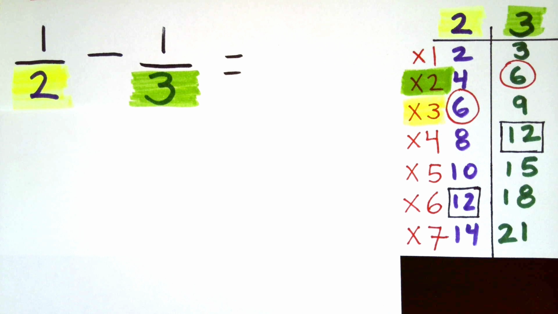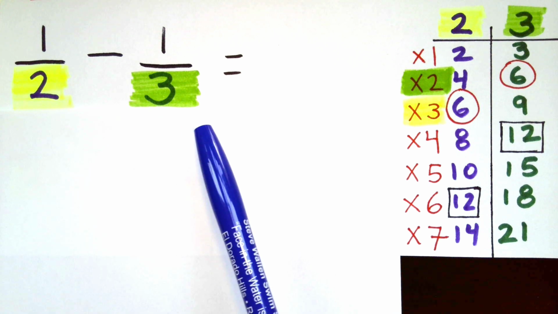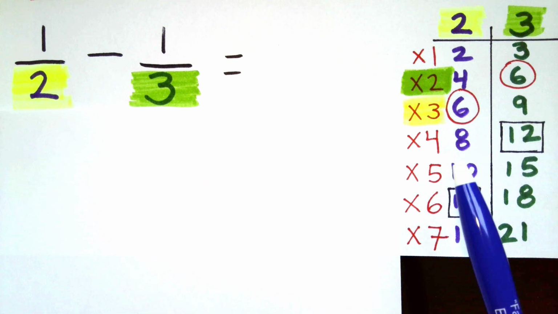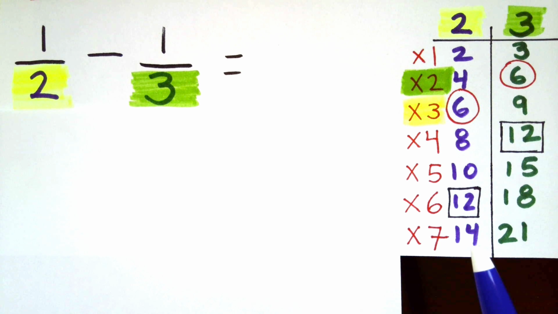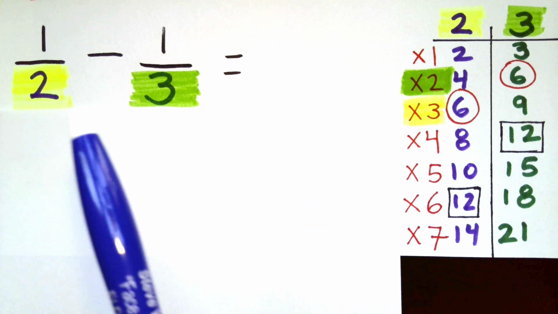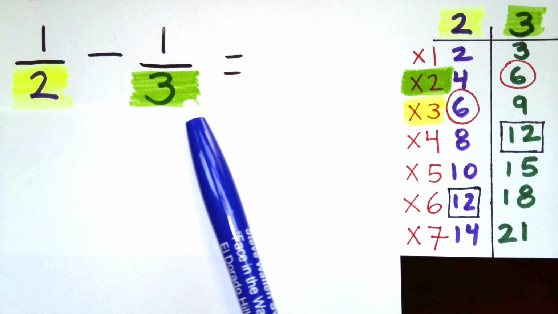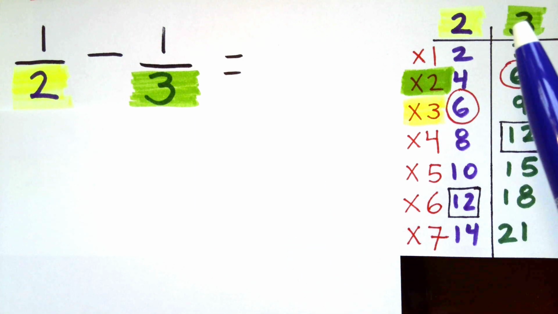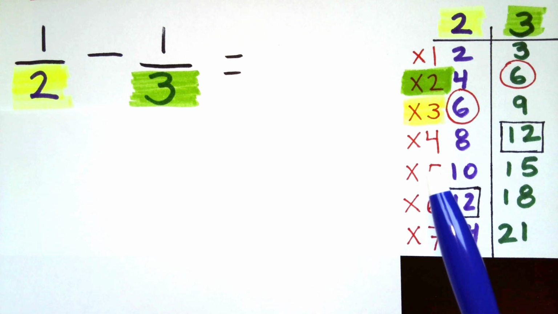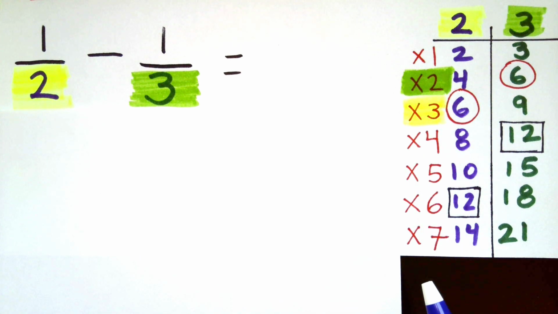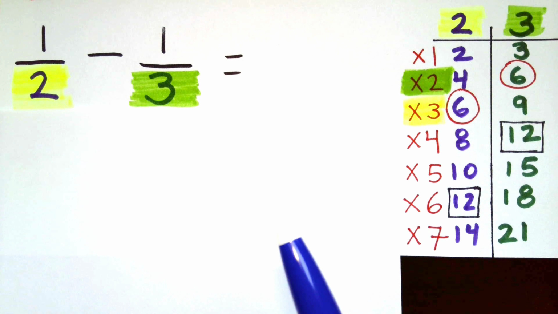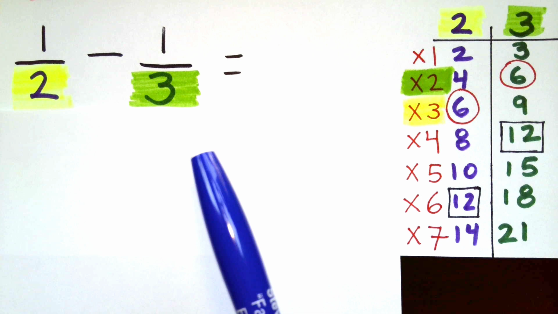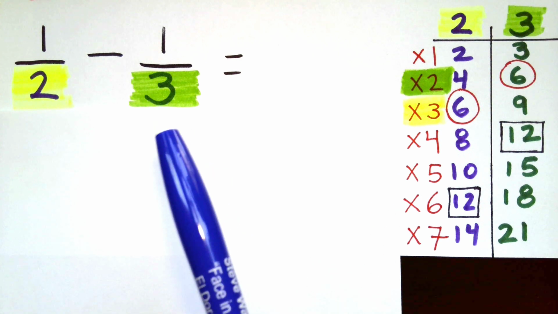In this part 9 video, we're going to continue to subtract fractions that do not have a common denominator using a product t-chart. We will find the common denominator. So I'm going to place the 2 at the top. I'll place the 3 at the top of my product chart. And I'll multiply each value times 1, times 2, times 3, 4, 5, 6, 7, all the way to 100 if I have to, to find a common denominator. You can only add and subtract fractions that have a common denominator, or the same bottom number.